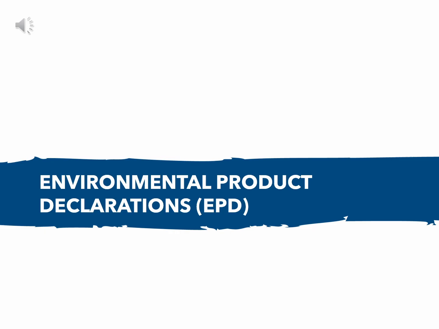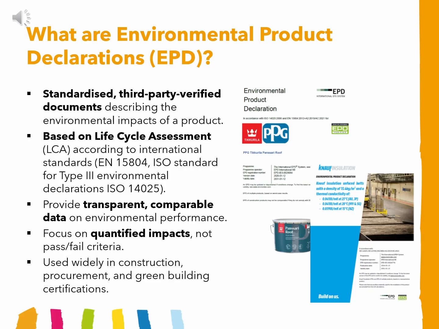Now, let's turn to environmental product declarations, an important tool for assessing the environmental profile of construction materials. An environmental product declaration is a standardized, third-party verified document that describes the environmental impacts of a product. It is based on a life cycle assessment according to EN 15804 and ISO 14025. EPDs provide transparent and comparable data on a product's environmental performance. They are widely used in procurement, sustainable construction, and green building certifications such as BREEAM and LEED.